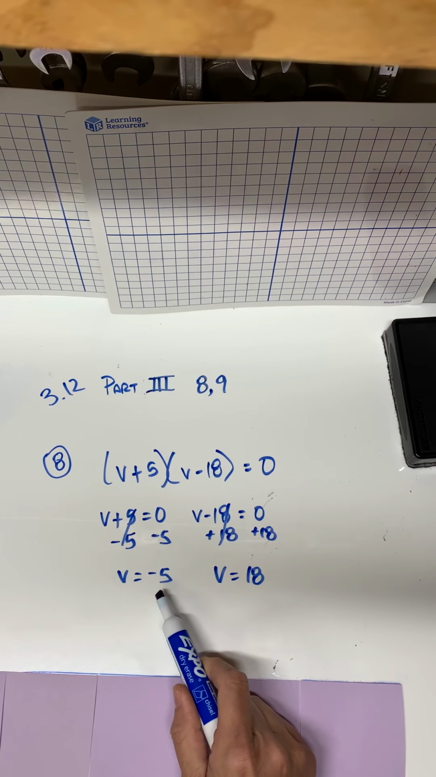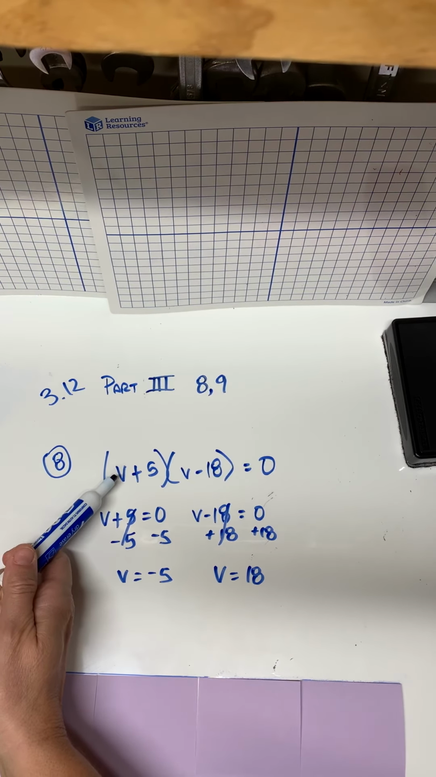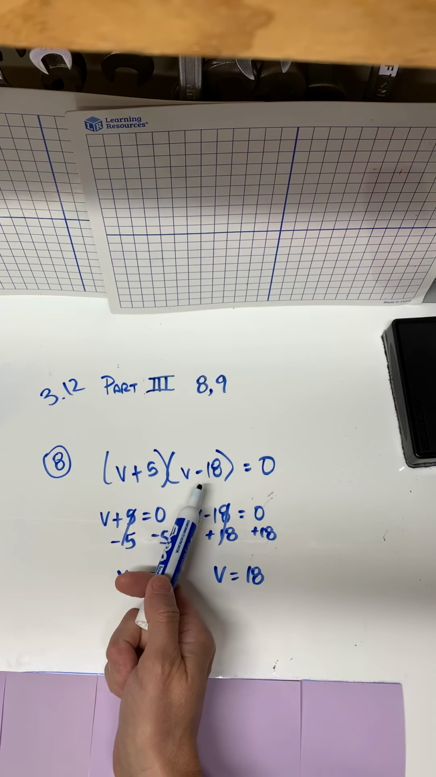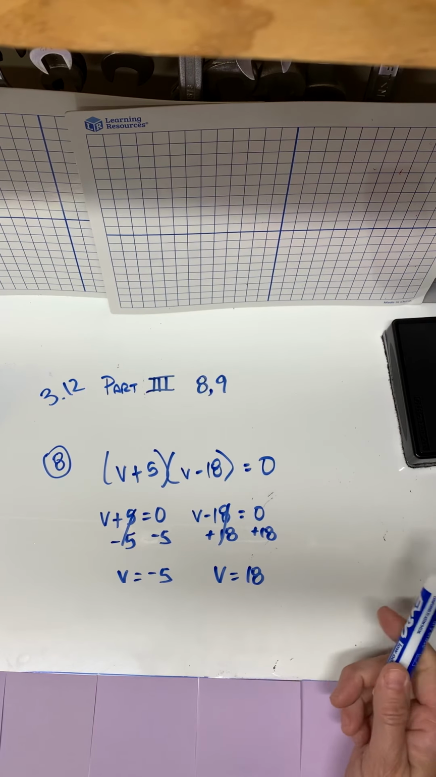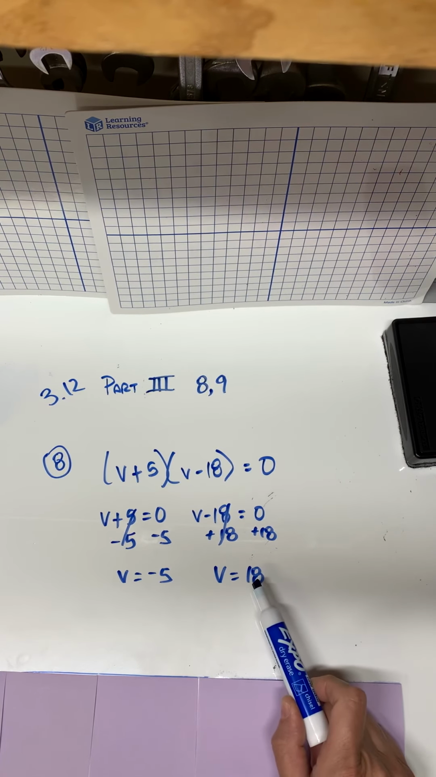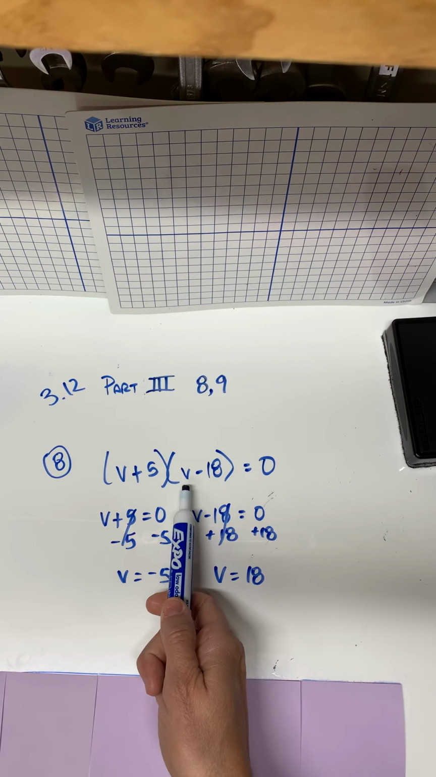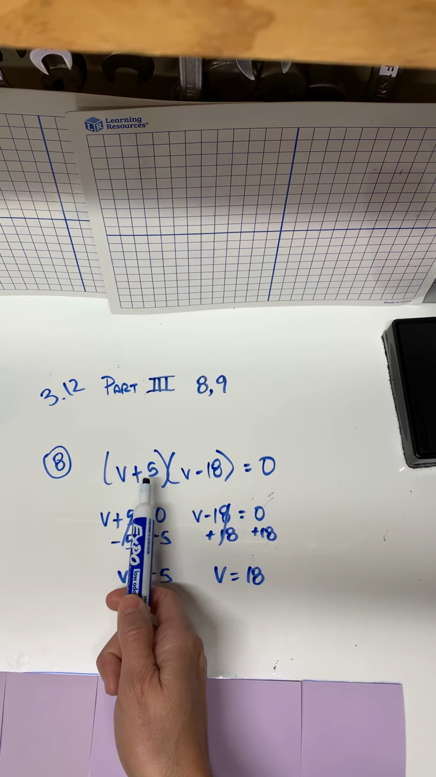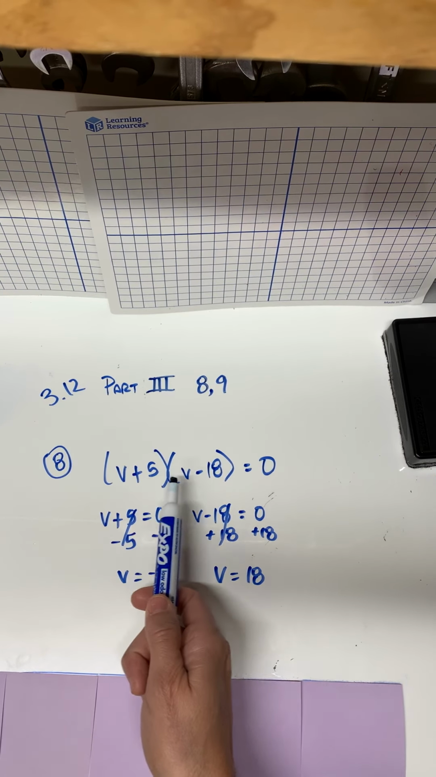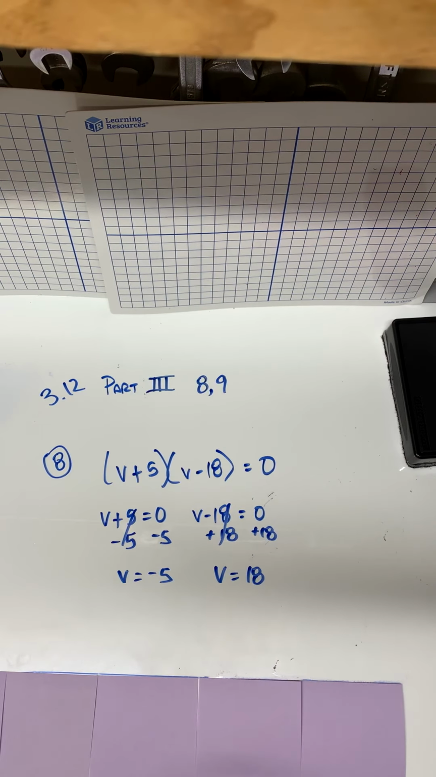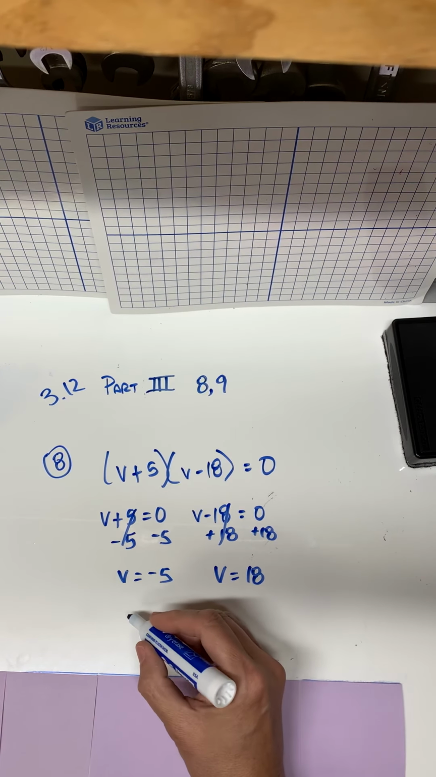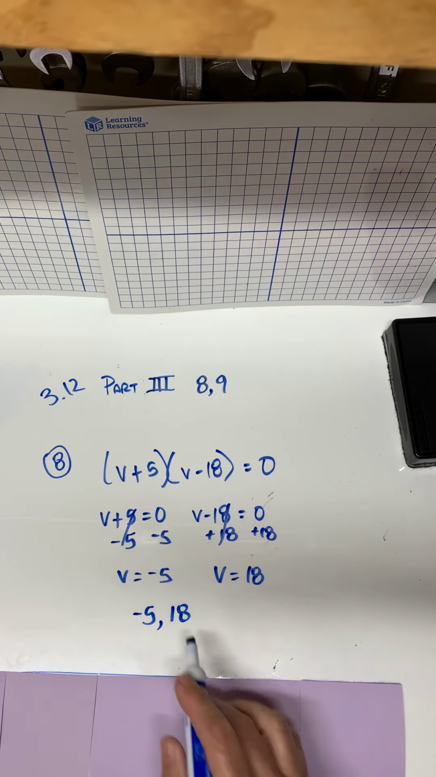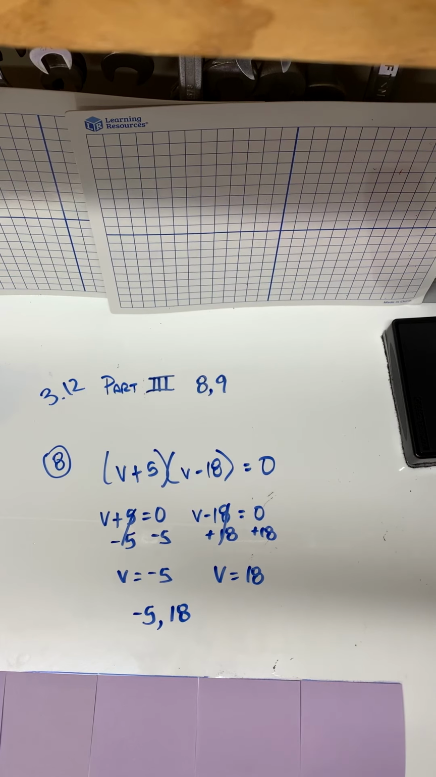If v had been negative 5, I would have put a negative 5 in here. So negative 5 plus 5 gives me 0. 0 times anything will give me 0 as a final answer. If v had been 18, then I would have plugged 18 in here. 18 minus 18 is 0. And even though this would be 18 plus 5, which is 23, it doesn't matter because 0 times 23 is still 0. So in this case, we have two solutions, negative 5 or 18. And when we put it into MyMathLab, we'll put a comma in between those two answers.